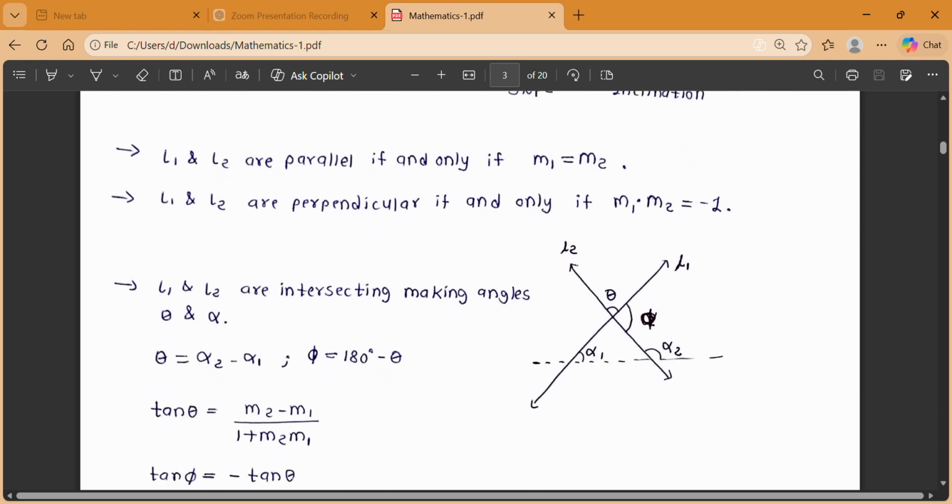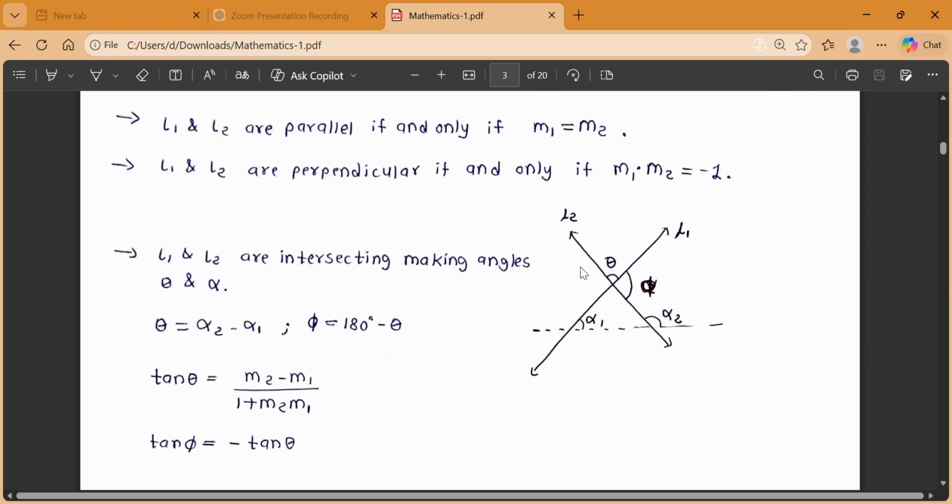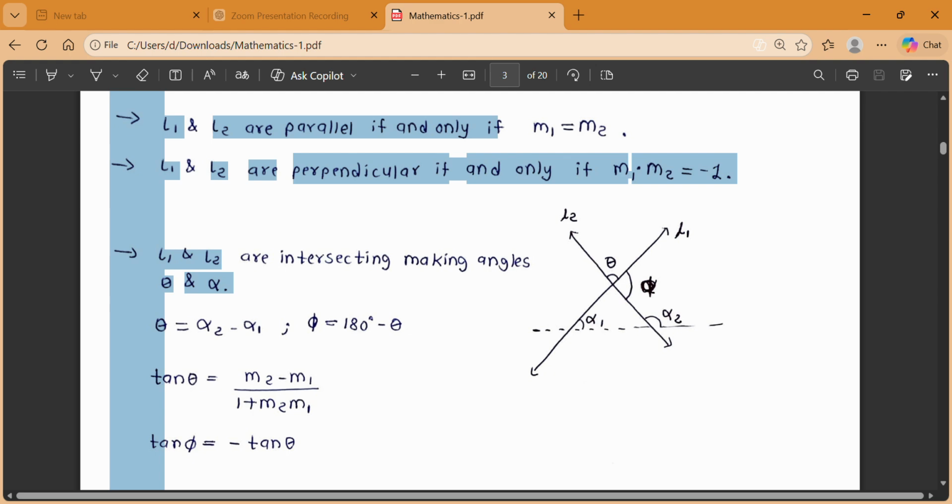L1 and L2 are intersecting, making angles like this: this is theta, and this is theta, and this is phi. Theta equals alpha 2 minus alpha 1, phi equals 180 degrees minus theta, and tan theta equals (m2 minus m1) upon (1 plus m1 m2). Tan phi equals minus tan theta.